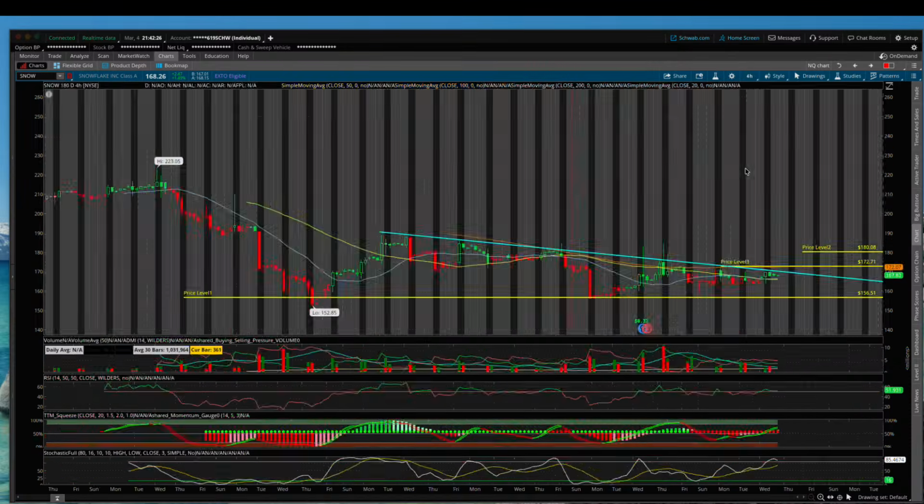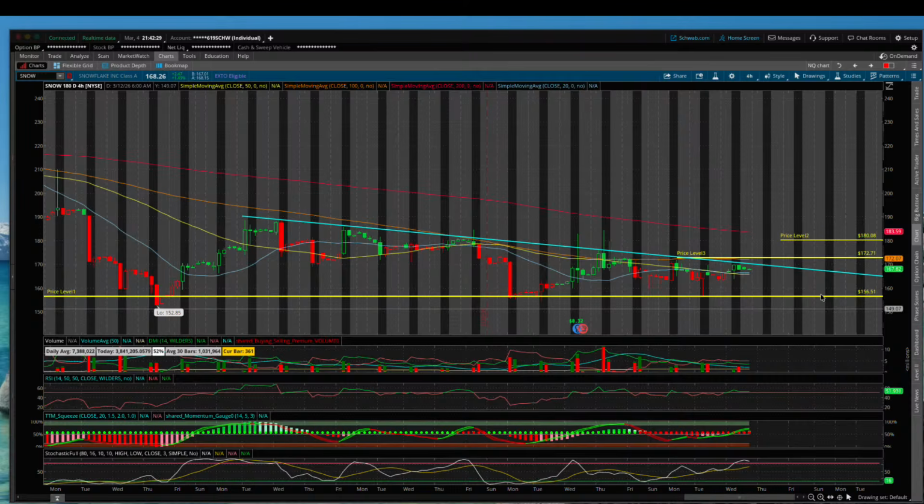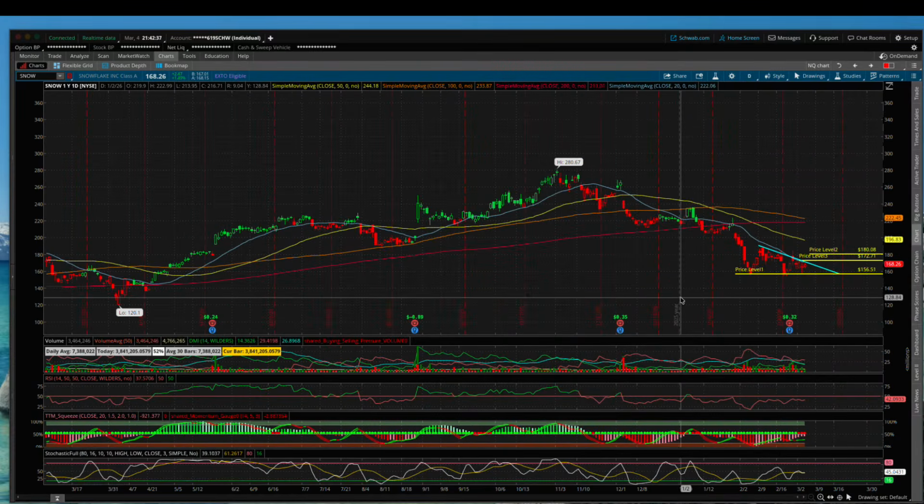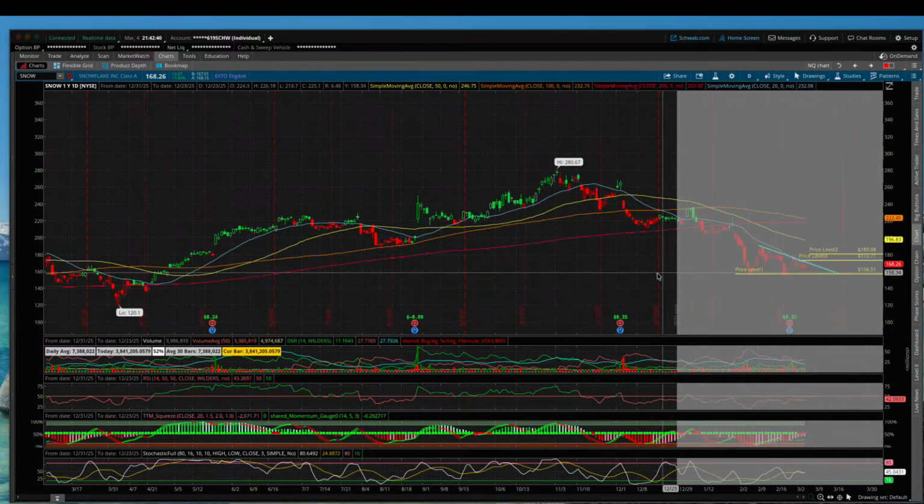So let's see here, that's what the setup is. That's a squeeze. That's a setup. You can break that 172 and get to 180. It's something, but there's better things out there.